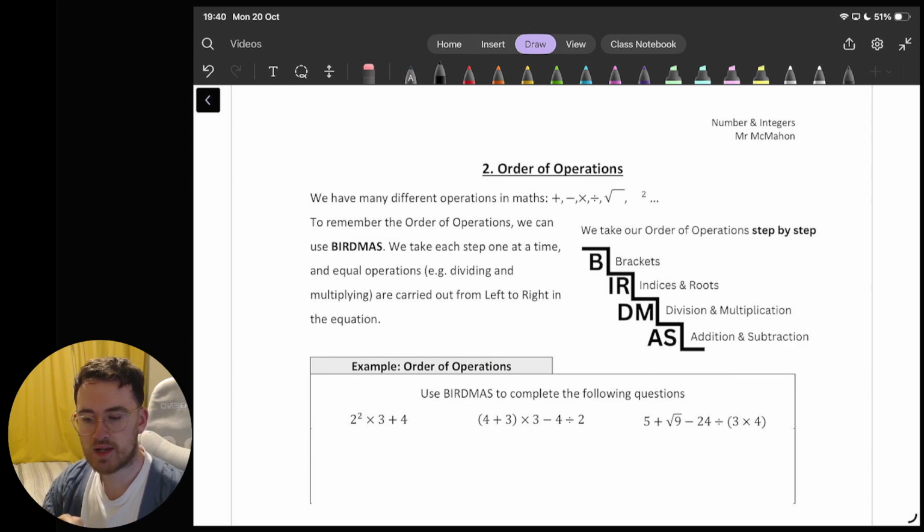So dividing and multiplying are considered equal operations, so neither is more important. What we would usually do is work from left to right, and whichever we encounter first, we'll do there.